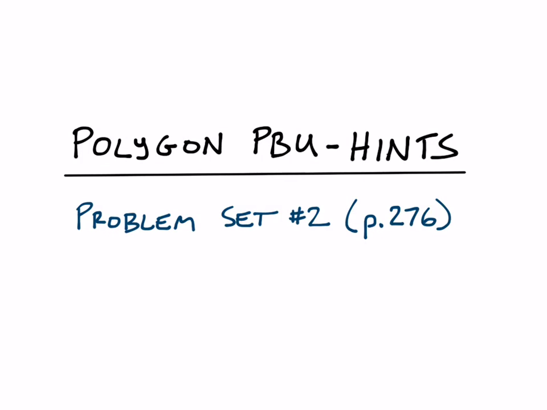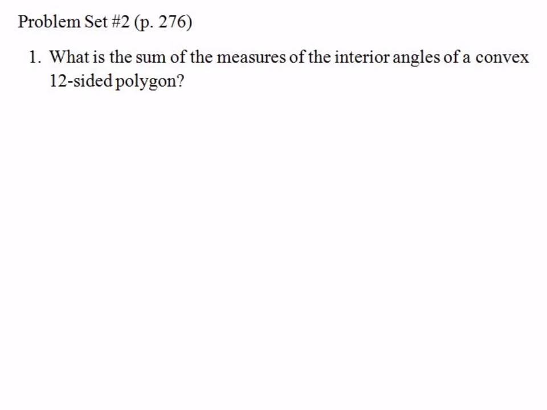Alright, geometry students, these are some Polygon PBU hints, and specifically these are hints for problem set number 2, which is on page 276. Let's get started. So the first example on page 276, it says, what is the sum of the measures of the interior angles of a convex 12-sided polygon?